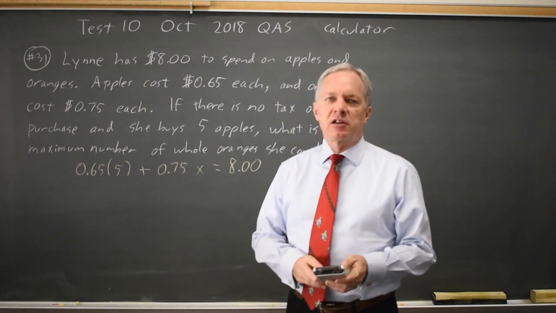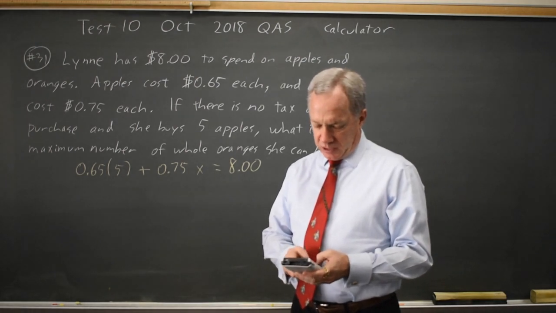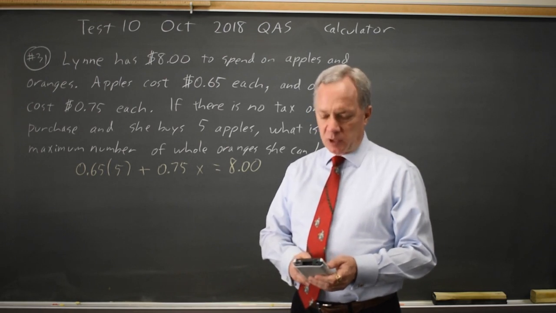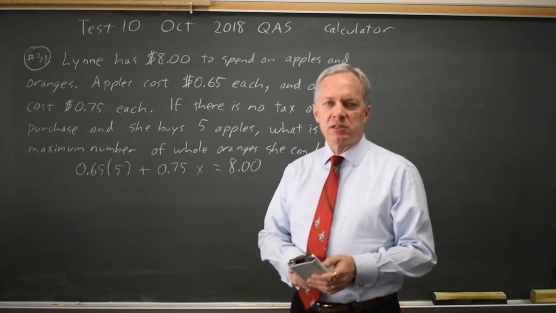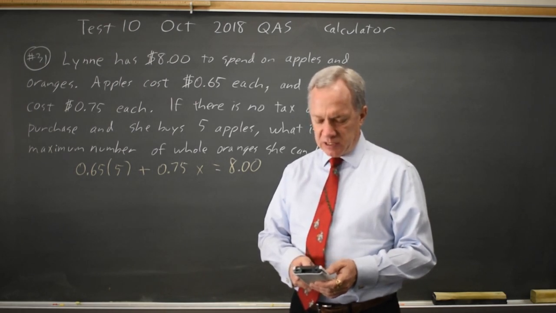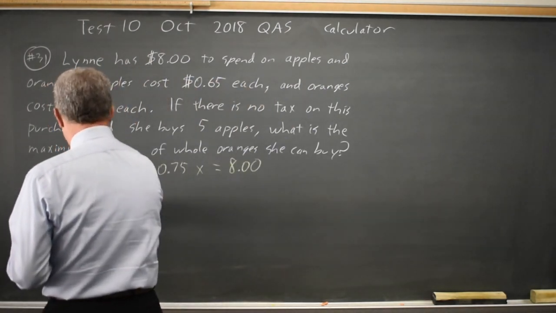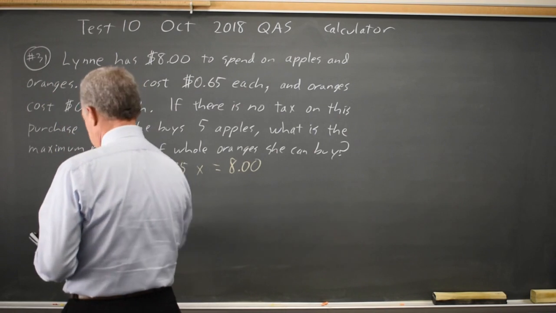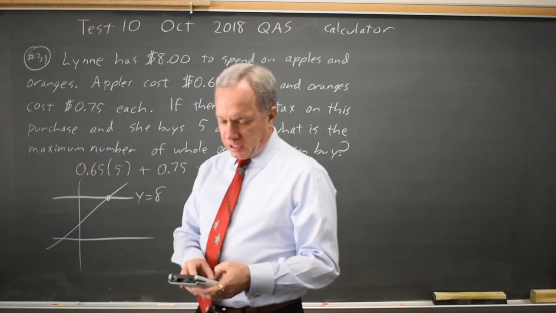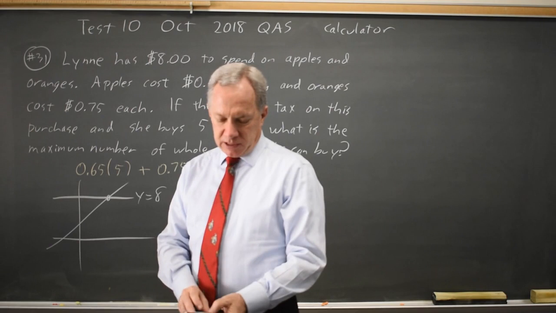On a graphing calculator, if I go to y equals and type 0.65 times 5 plus 0.75x in y1, I type 8 into y2, and then use the standard window on the TI-83 or 84, zoom 6, and graph this. I get a graph that looks something like this. And the x value at the point of intersection I can find with the graphing calculator's intersect feature, 6.333.